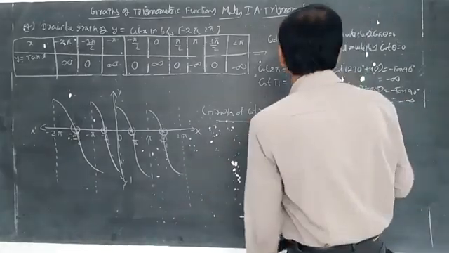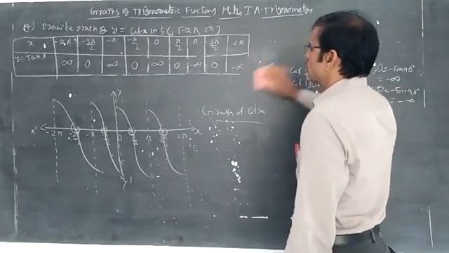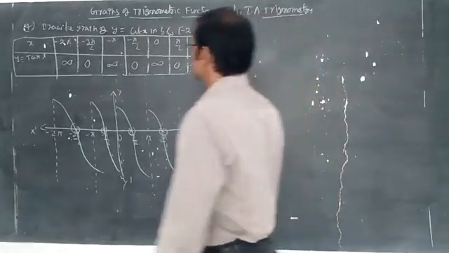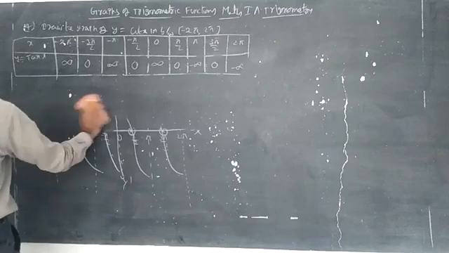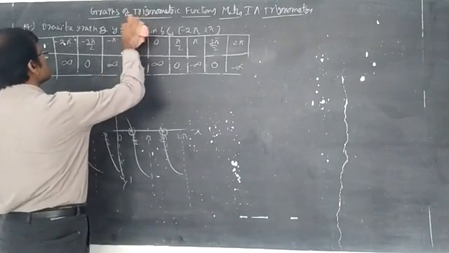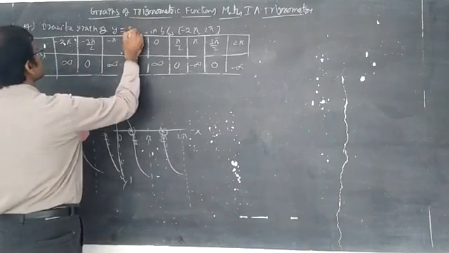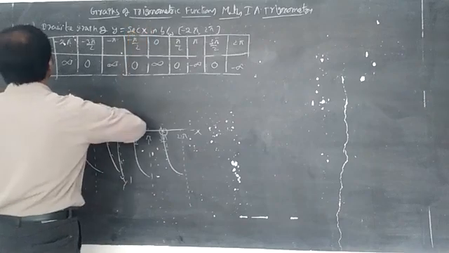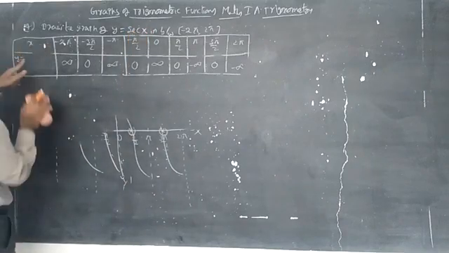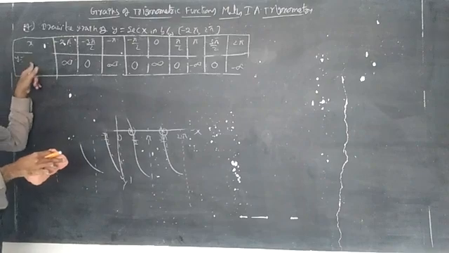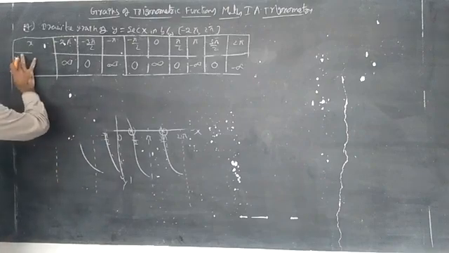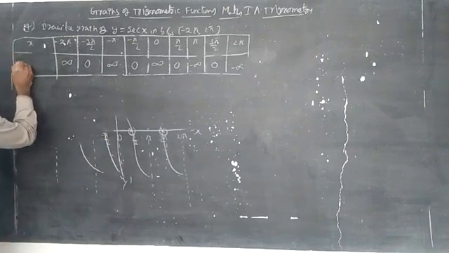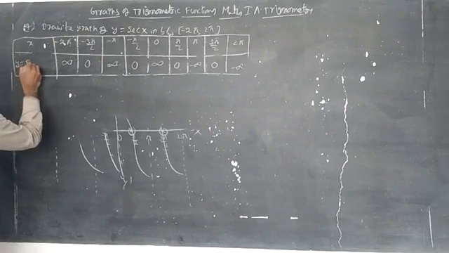Now let us write the question. Draw the graph of y is equal to secant x. Here you change, students, it's unnecessary. I did not rub the y is equal to tan x. Here y is equal to secant x.